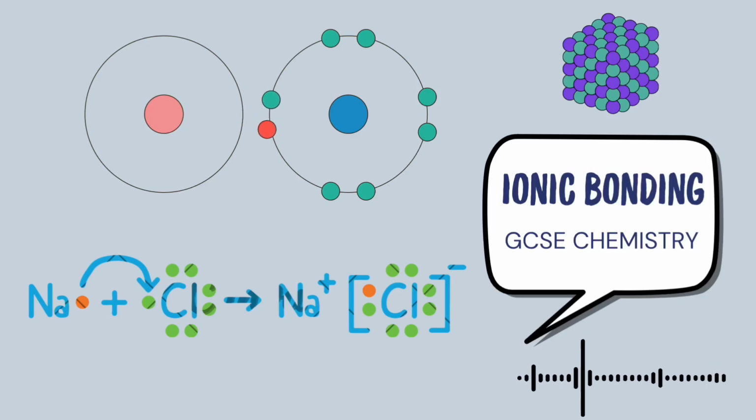What about electricity, though? I remember ionic compounds conduct electricity, but only under certain conditions. Yeah, this is where it gets interesting. In a solid state, the ions are all locked in that lattice structure. Like they can't move. Exactly, so they can't carry an electrical current. It's like a traffic jam.